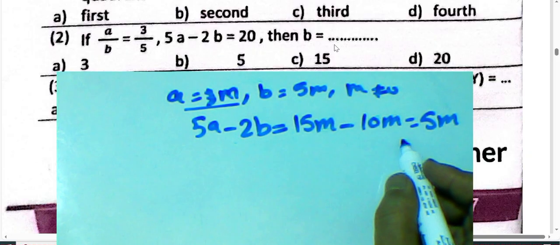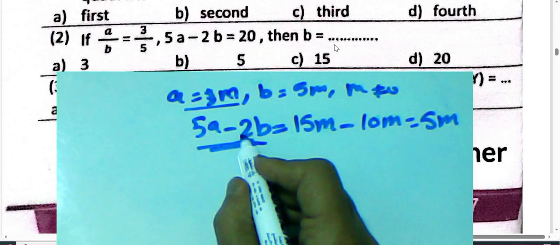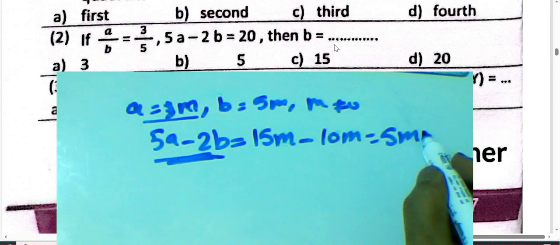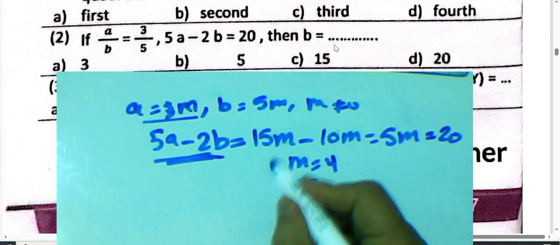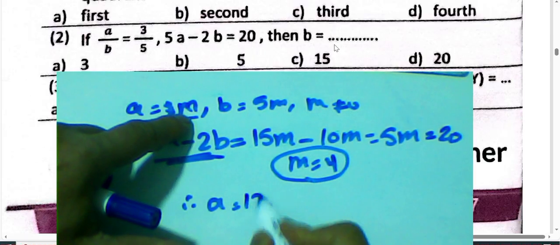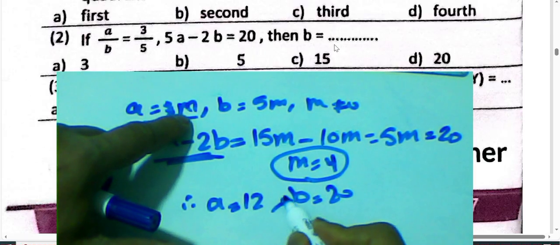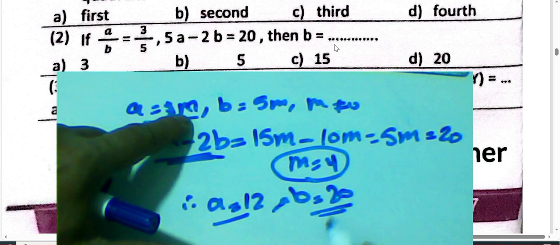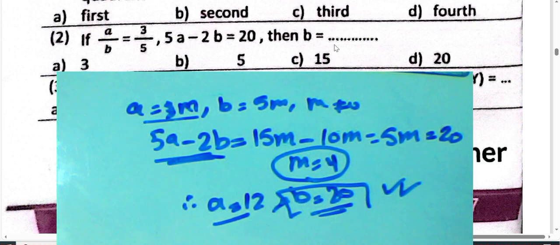Okay, then he gives me the result, which was 20. Look here, this expression was 20. 5a minus 2b equals 20, then 5m equals 20. We can find the value of m: 20 divided by 5 equals 4. Then we can find the value of a: 3 times 4 equals 12. And b equals 5 times m, 5 times 4 equals 20. We have value a and value b. He wants to find the value of b, and the result will be 20.